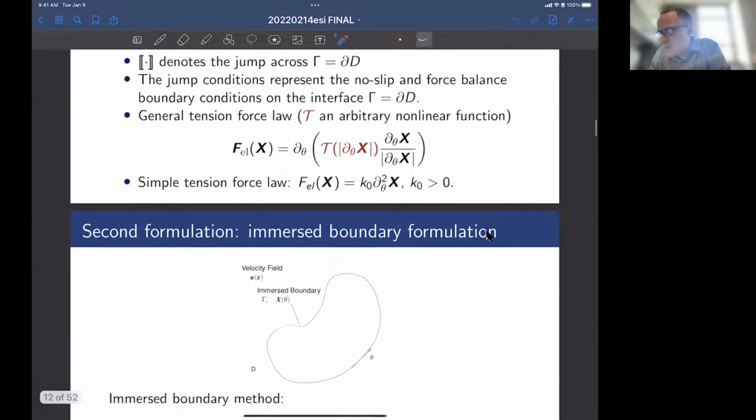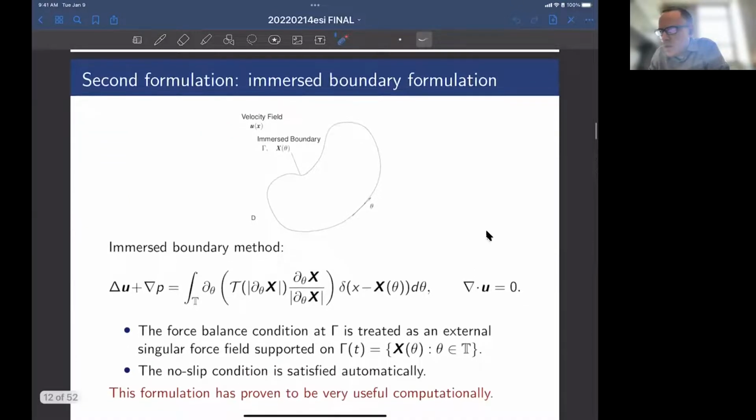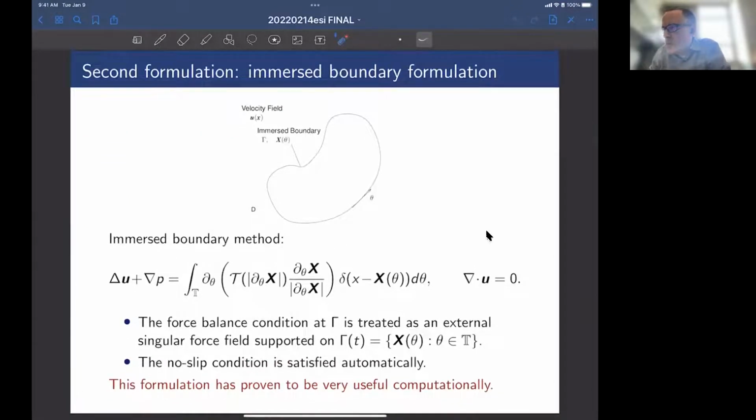The second formulation that made this model famous in the computational community is the immersed boundary formulation. You have the same picture, and the immersed boundary method is basically this equation. It says that mu Laplacian U plus the gradient of the pressure is equal to the integral of the force again, as I wrote on the previous slide, so the derivative of the tension times the unit vector of the derivative of X, times a Dirac delta function of x minus boldface X, which is the position, and you integrate this over theta. And you also have the divergence free condition.